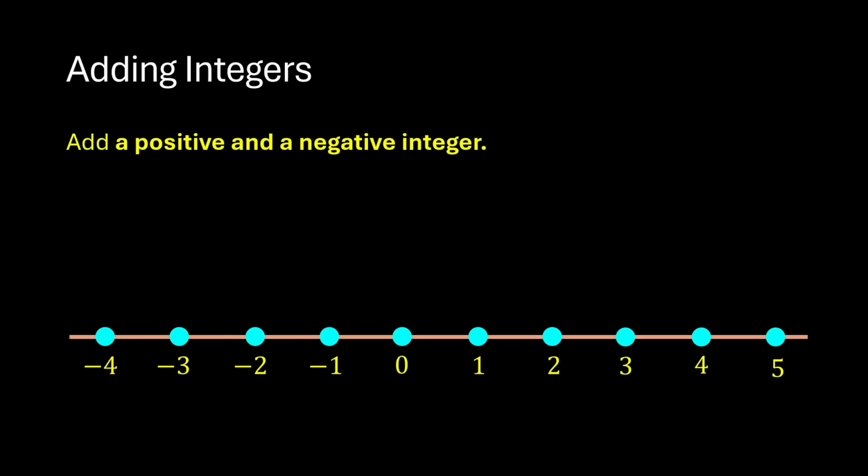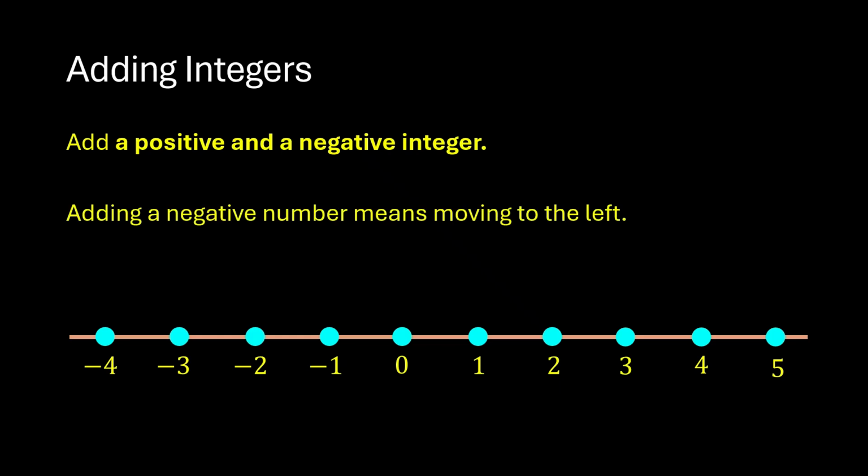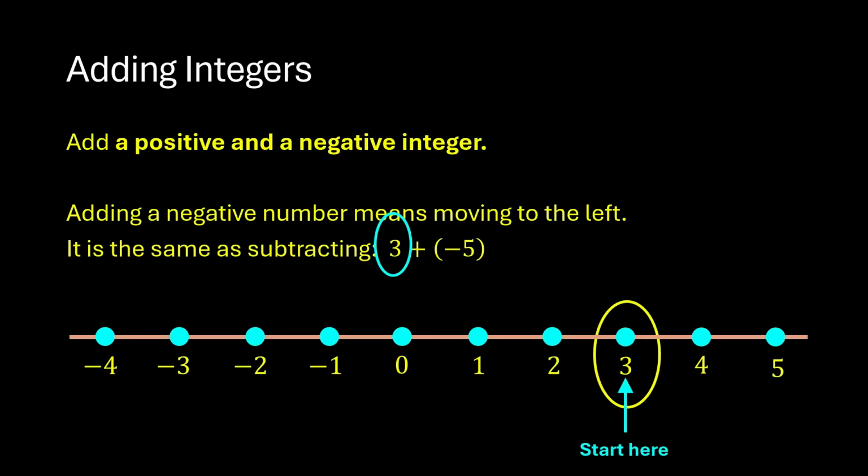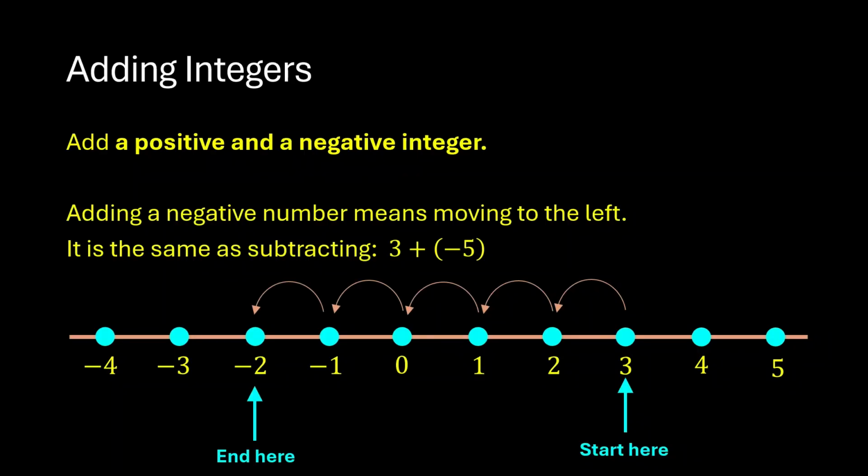How about adding a positive and a negative integer? Adding a negative number means moving to the left. So it's the same as subtracting. Therefore, 3 plus minus 5, we start at 3, as shown here, and then move 5 to the left. So we have 1, 2, 3, 4, and 5, and we end at the number minus 2. Therefore, 3 plus minus 5 equals minus 2.